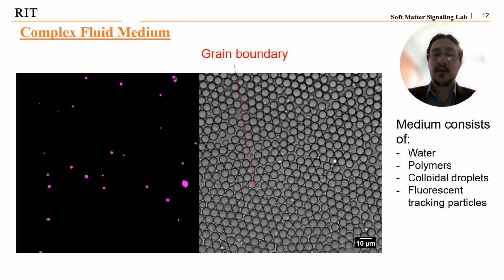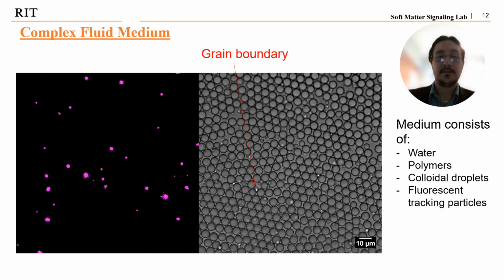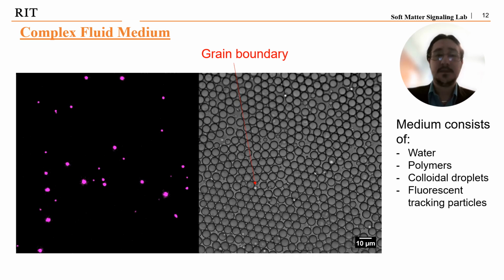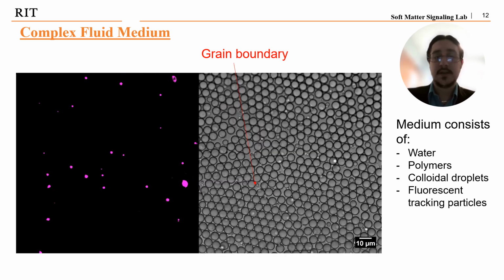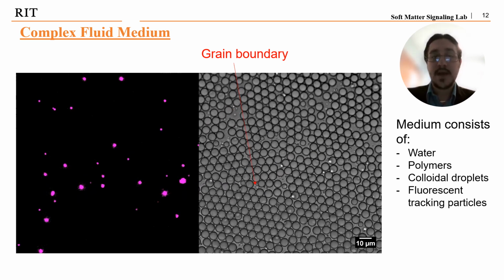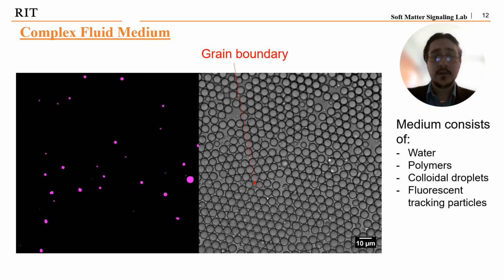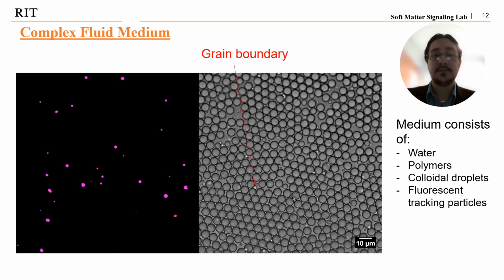Now that we've looked at all the parts of our complex fluid, it is time to put them all together and look at our complex fluid itself. Now, as a reminder, this medium contains fluorescent particles, which can be seen on the left, the water, which is in the background behind all these droplets, the colloids themselves, and the polymers.